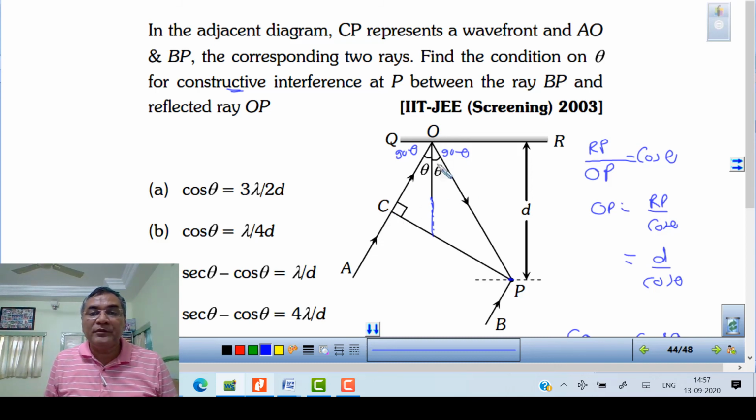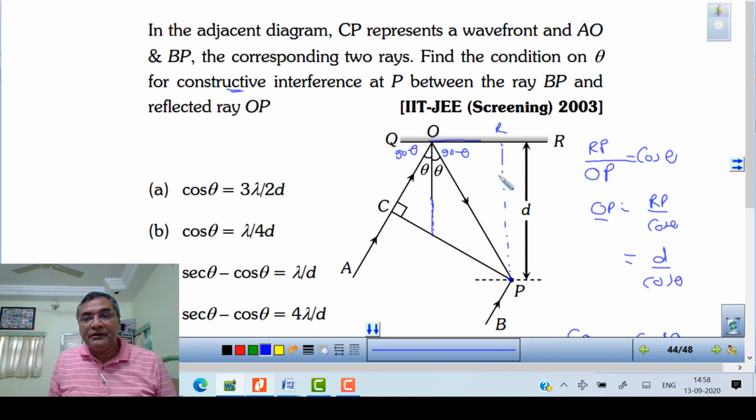So from geometry I have to calculate CO plus OP. To find OP, I have taken this right triangle. Sin theta is equal to opposite upon hypotenuse. Sin of 90 minus theta becomes cos theta. So from that you can calculate OP, and RP is given, I have taken this as D. So D upon cos theta is your OP. Did you understand this much?